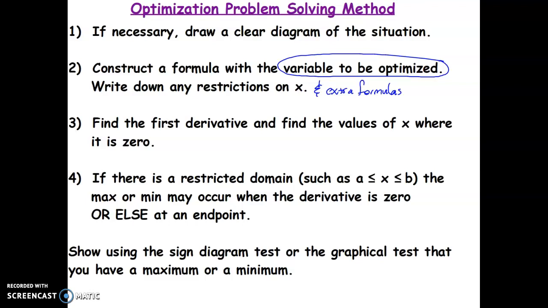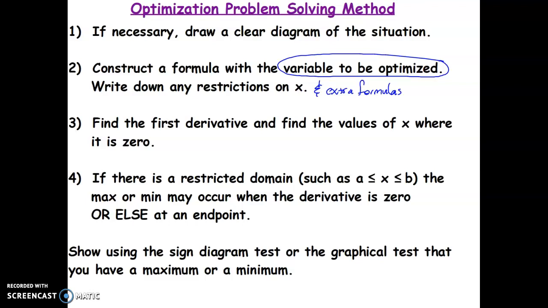You may also need some extra formulas. I'm going to add that in there. That's not in your book, but sometimes if you're trying to maximize area, you might need to use perimeter. Sometimes if you're trying to maximize volume, you might need to use area. So there are some other formulas that you may need to pull in. The ones we're going to do today, most of the formulas are going to be given to you. That's why you don't necessarily need to draw the diagrams, but most of them you have to draw a diagram and then come up with the formulas on your own.